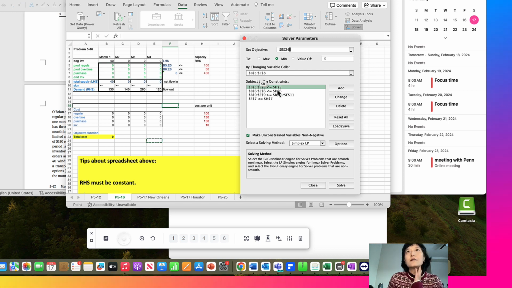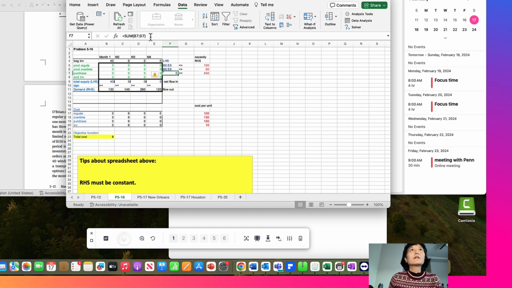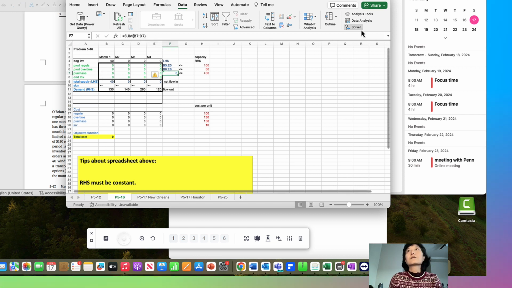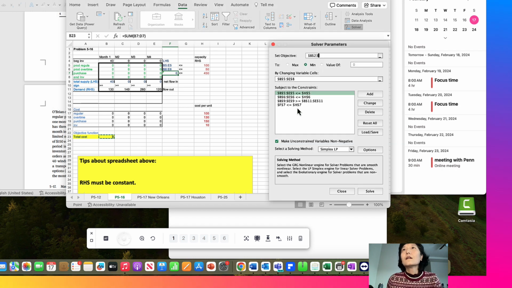And then the constraint here is the regular production, less than or equal to 100, where you put cell H5. The overtime should be less than or equal to this one, 50. And over here, you can do it in one shot. Is the total supply over here going to be greater than or equal to the demand? You put in B11 to E11, and then let's close the software first. So this is the sum of the purchasing. Okay, so now you're ready to do it. F7 should be less than or equal to H7, and then the non-negative constraint.